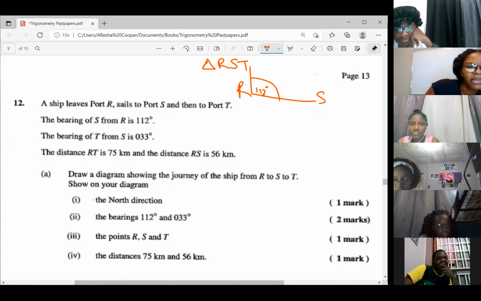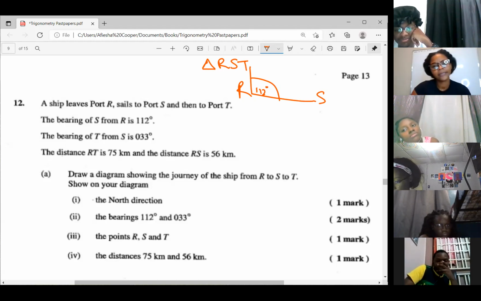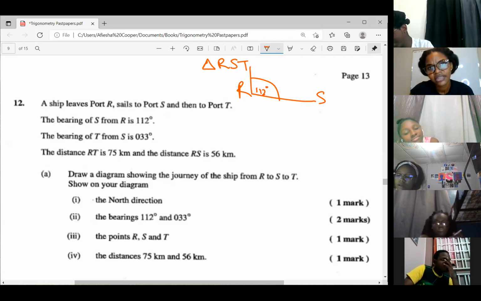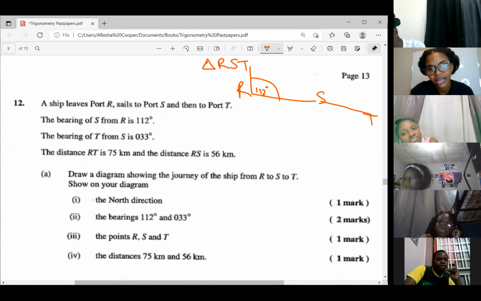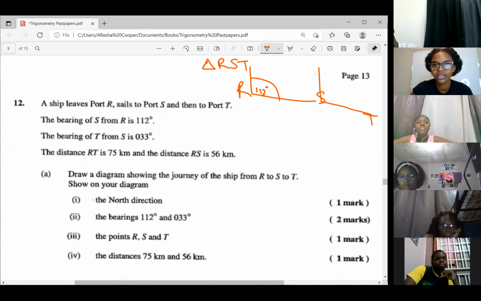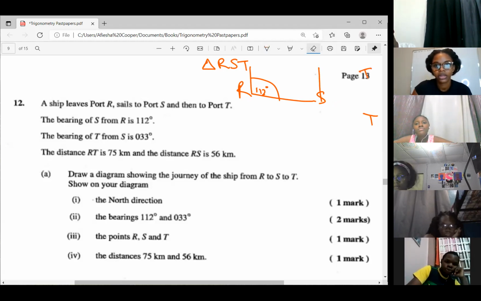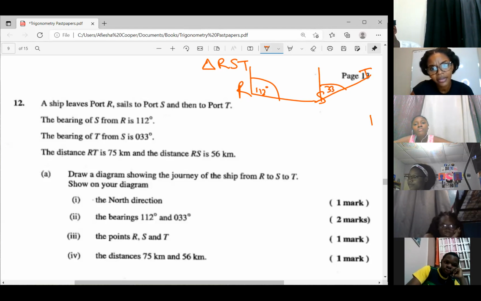We'll go and see. So the bearing of T from S is 33. So T from S. If I put T here and I connect here, for a north line here, and I do a little, no, that is not 33. So if I put T up here, and I go like this, I can get a little 33 looking thing here.